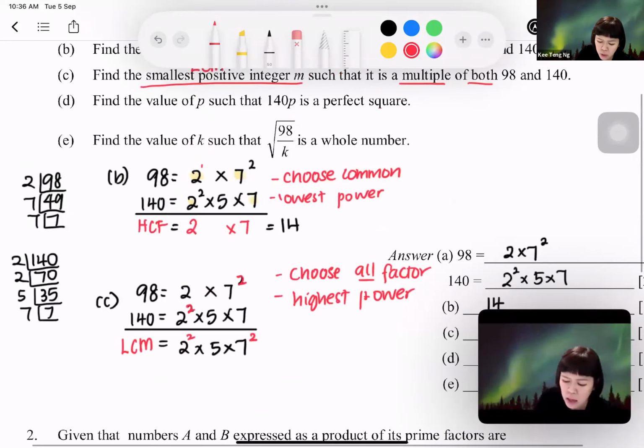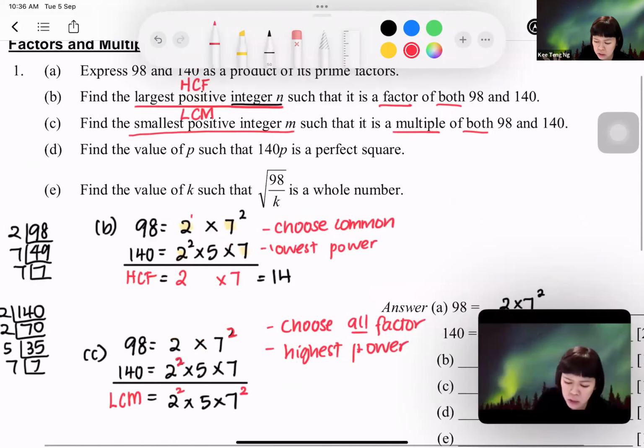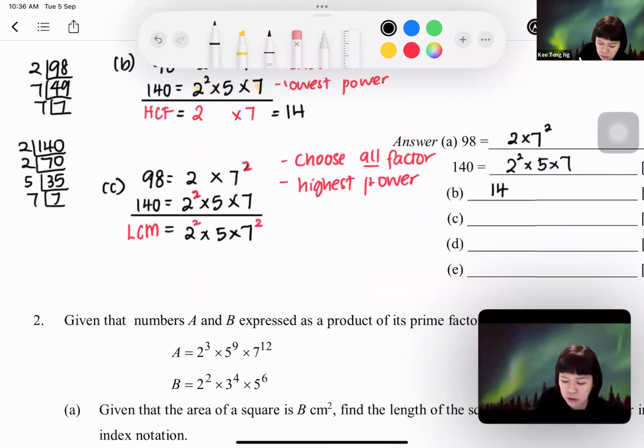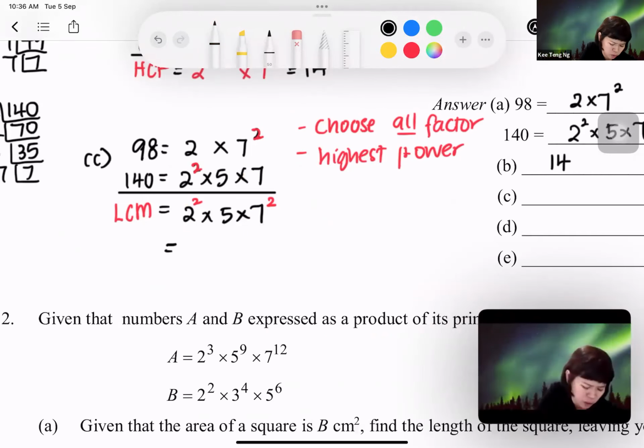Okay, but then the question says find the smallest possible integer. They never say leave your answer as a product of its prime factors. So I need to multiply out this number using a calculator. 2 squared times 5 times 7 squared. That gives you 980.